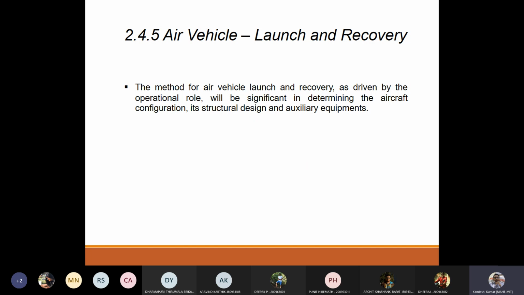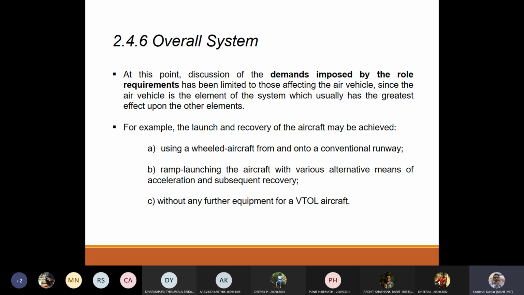So this is very important when we talk about the designs: how we are going to launch this, and how we are going to recover the aircraft. Okay, so this is also a very important point here. Overall systems, of course, we are talking about the complete setup here. If we are looking at launch, you use either a wheeled aircraft which requires the normal runway, or a ramp launching the aircraft with various alternative missions, so you need something, what's called, vehicles, correct?